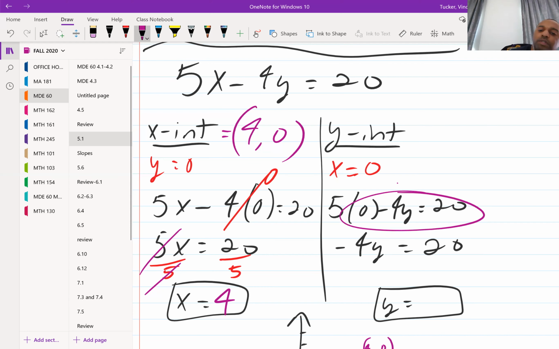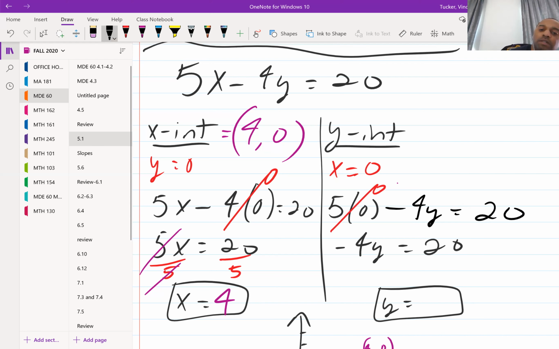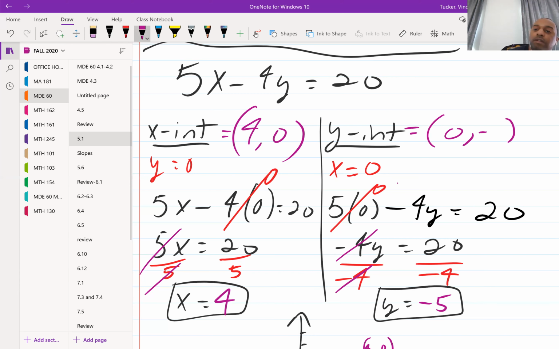Then for this next one, I'll let x be equal to 0. So 5 times 0 is 0, leaving me with negative 4y equal to 20. Make sure you don't lose that minus sign sitting in front of 4y. Divide by negative 4, and that'll be negative 5. That's for my y, and the ordered pair will be 0, negative 5.